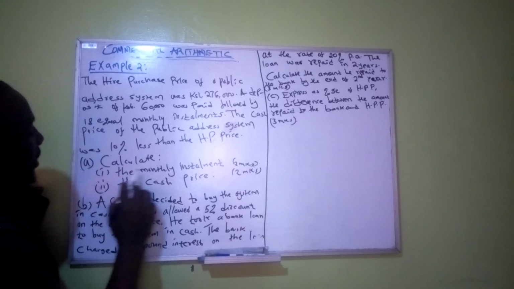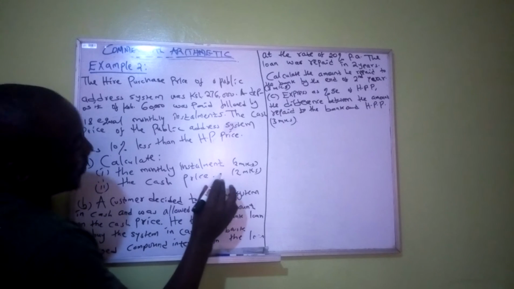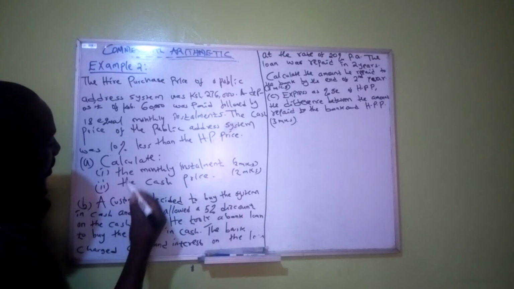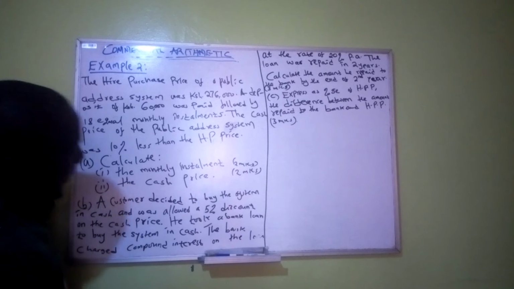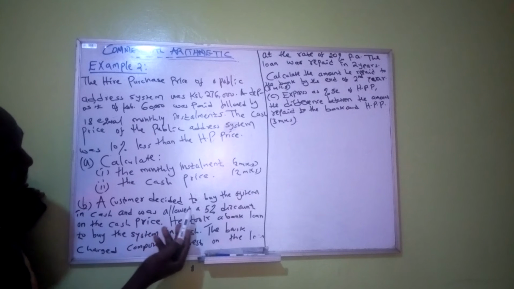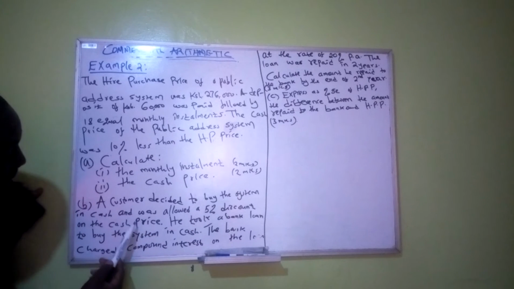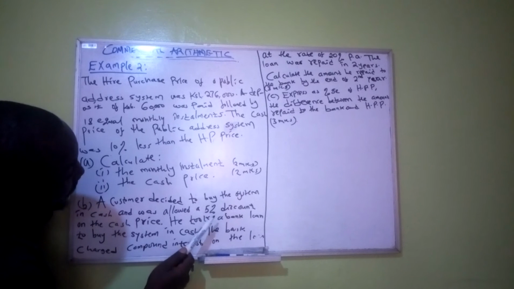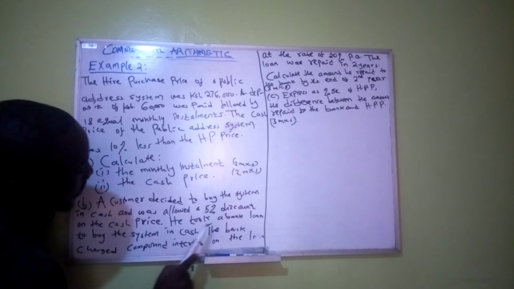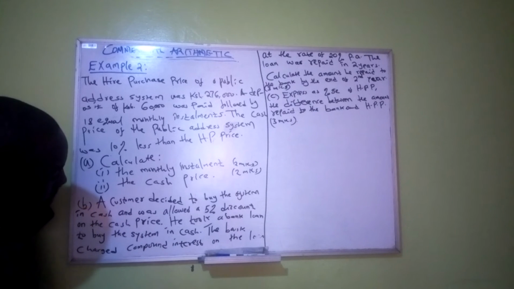A. Calculate, part 1, the monthly installment. Part 2, the cash price. B. The customer decided to buy the system in cash and was allowed a 5% discount on the cash price. He took a bank loan to buy the system in cash.